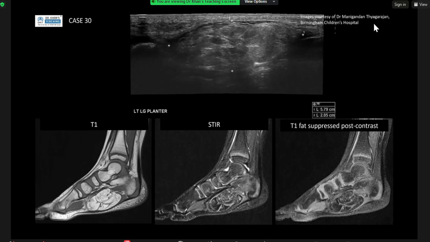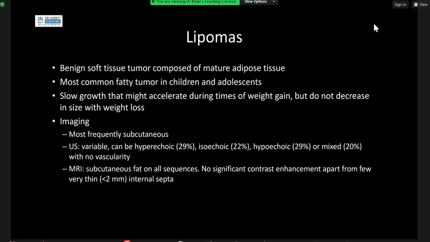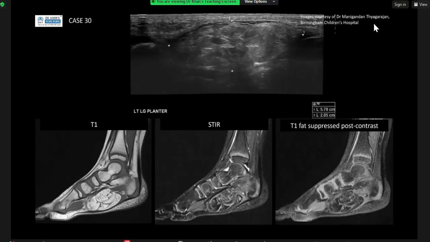Okay, so this is a lipoma. Before we go there, can you tell me why you think it's a liposarcoma? Because it was not completely suppressing on the suppressed image. Also, there were some internal enhancing septae on the post contrast.